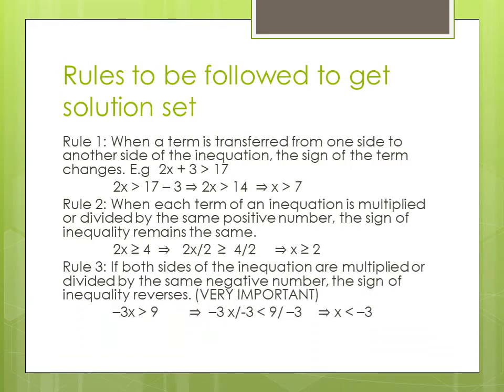But the third rule, which is very important: if we multiply or divide by a negative number, then in that case you have to reverse the sign of inequality also. This is very important because this is the place where students generally make mistakes, so you should be very careful about it. For example, -3x is greater than 9. Here if we divide both sides by -3, you observe that the sign of inequality is also reversed. So x is now less than -3.